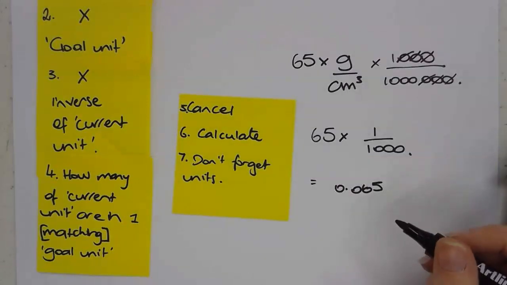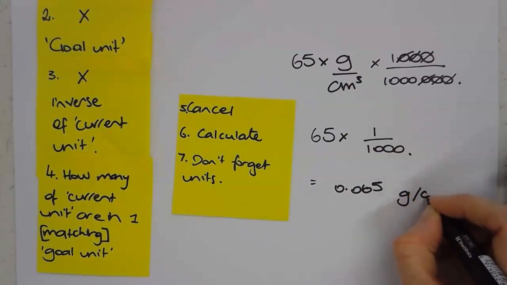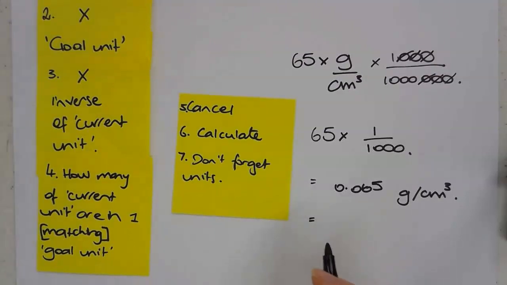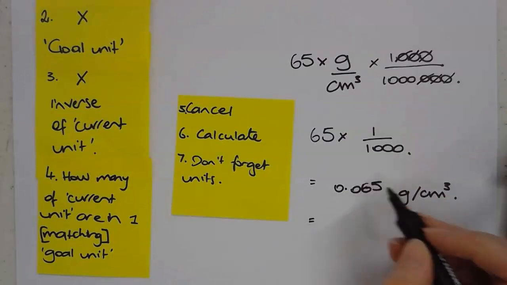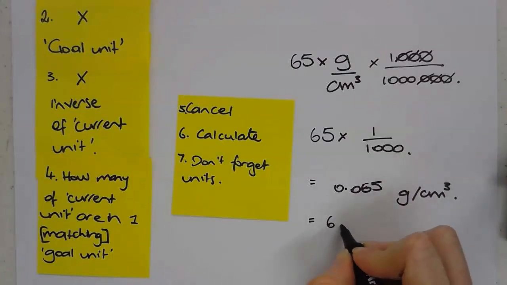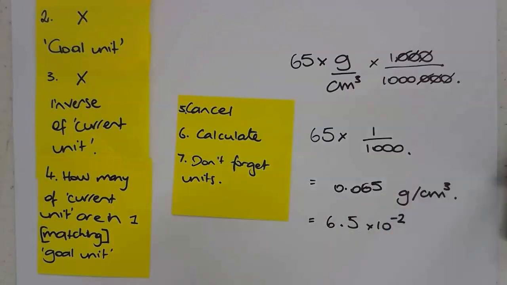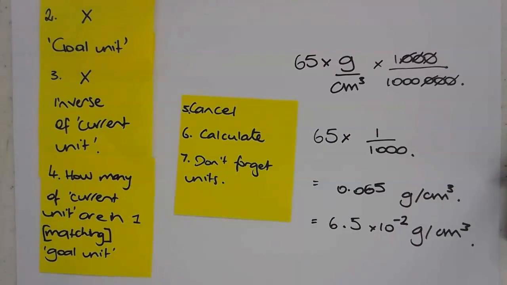So the units for our answer, we need to go back up and double check. Our goal unit is grams per centimeters cubed. At this point, I would also recommend writing it in scientific notation. The question may ask you to do it anyway, but I would definitely do it in both versions, so long as you are confident. For scientific notation, we put our decimal point after our first non-zero digit, 6.5, and I have moved the decimal point 2 places. So it's 6.5 times 10 to the minus 2 grams per centimeters cubed. I hope that helps.